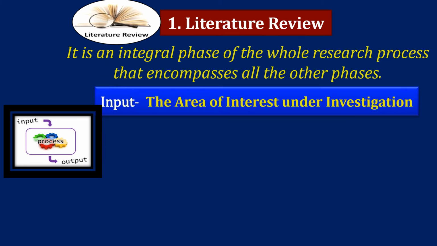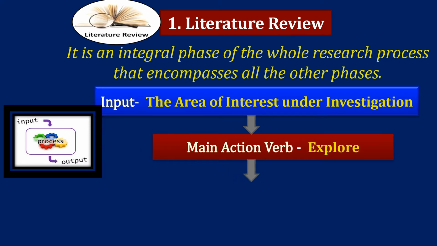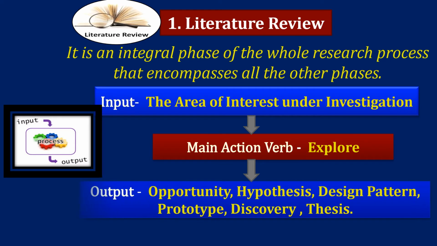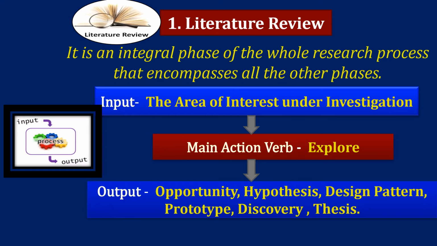Input to this phase is the area of interest under investigation. The processing main action verb is explore. And the output from this phase is opportunity if applied to the second phase, or hypothesis, or design pattern, or prototype, or discovery, or thesis, depending upon to which phase the review of literature is applied. Thus, this phase encompasses all the other phases of the research process.